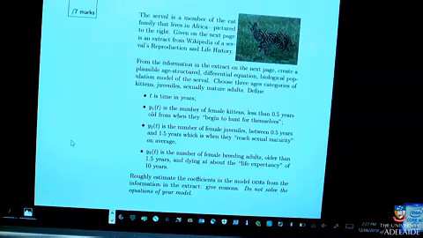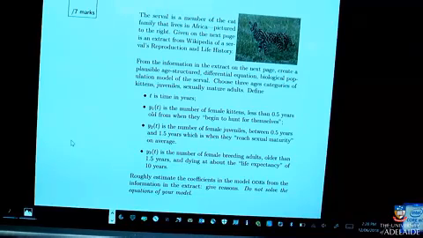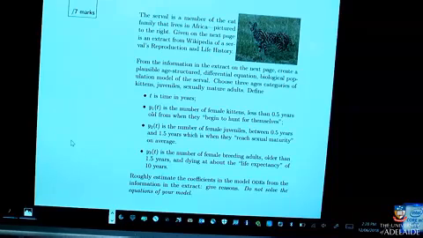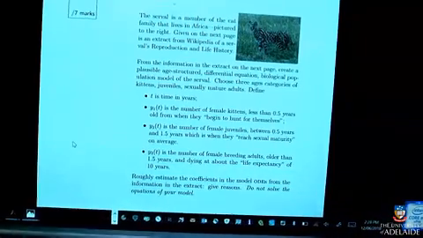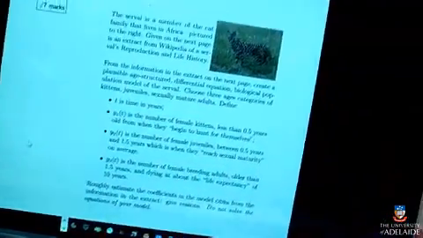Choose 3 age categories of kittens, juveniles, and sexually mature adults. Define T to be the time in years. Y1 is the number of female kittens less than 0.5 years old from when they begin to hunt for themselves. Y2 is the number of female juveniles between 0.5 years and 1.5 years, which is when they reach sexual maturity on average. And Y3 is the number of female breeding adults older than 1.5 years and dying at about the life expectancy of 10 years. Roughly estimate the coefficients in the model from the information in the extract and give reasons, and do not solve the equations. Okay. Rightio. I'm just going to write some of that information down.